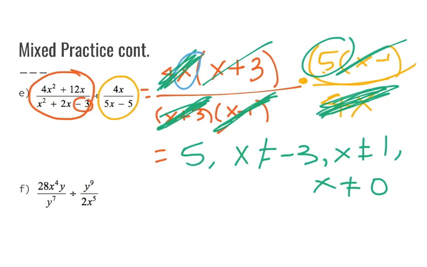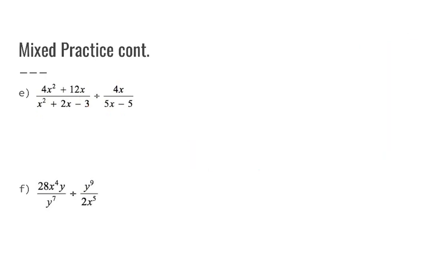All right, I'm going to clear the screen and let's do part F together and then we will call it good. That's it for today's video. So let me look at this. Let's see. In this first term, I already see that this y and this y to the 7th, we can definitely do some condensing there. You know, let's just start by condensing that.